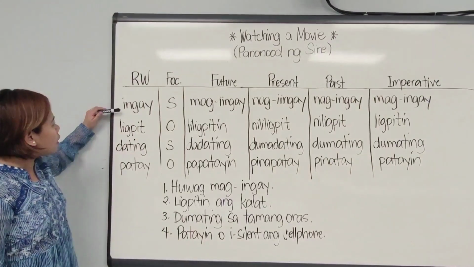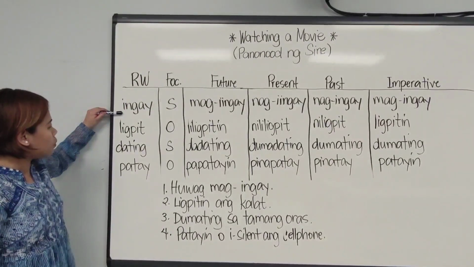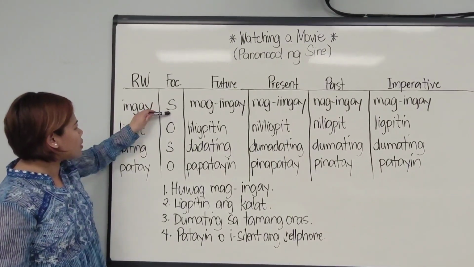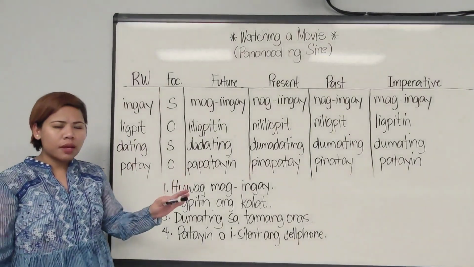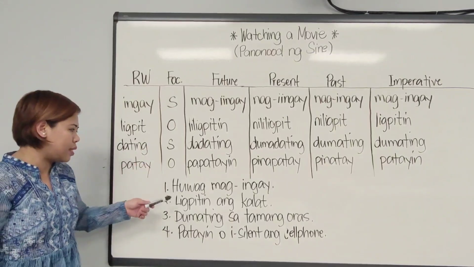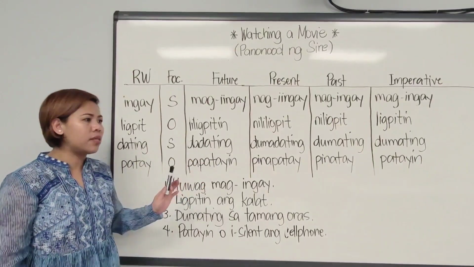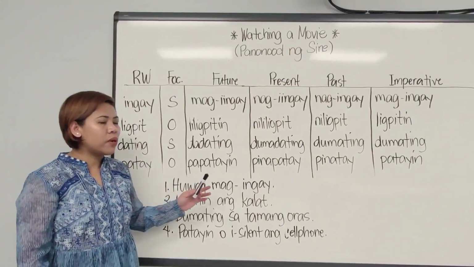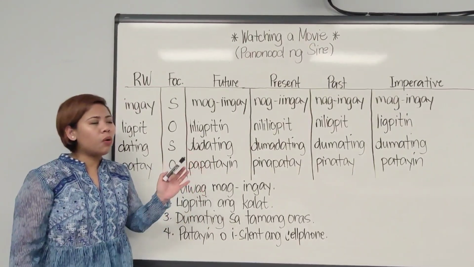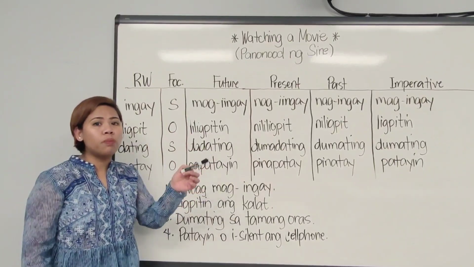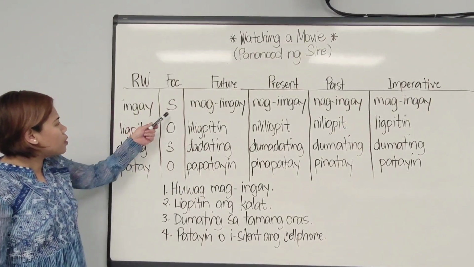Now look at this one. Ingay means noise. And then the focus of the sentence here is the subject. You are talking to someone. You're instructing someone or commanding someone not to be noisy. So you say, huwag mag-ingay. So actually the complete sentence for this one, if you want to put the subject, is huwag ka mag-ingay, you don't make noise or don't be noisy. So the focus is a subject.